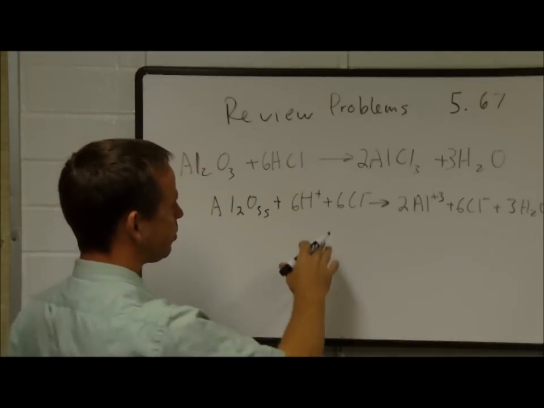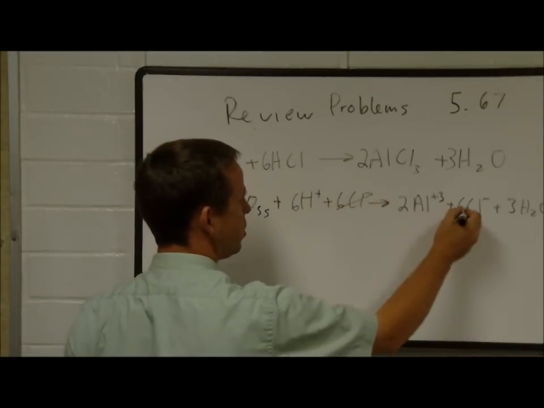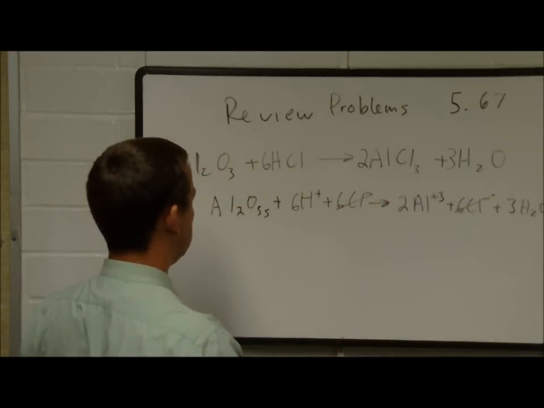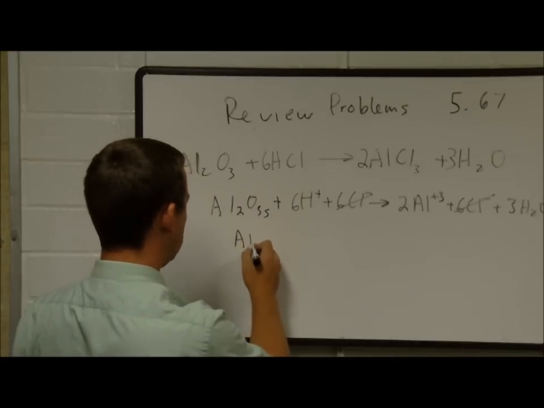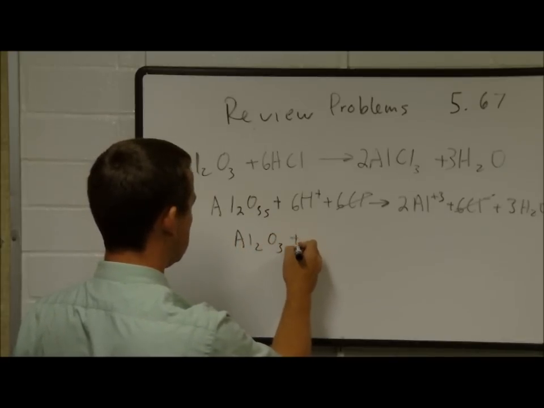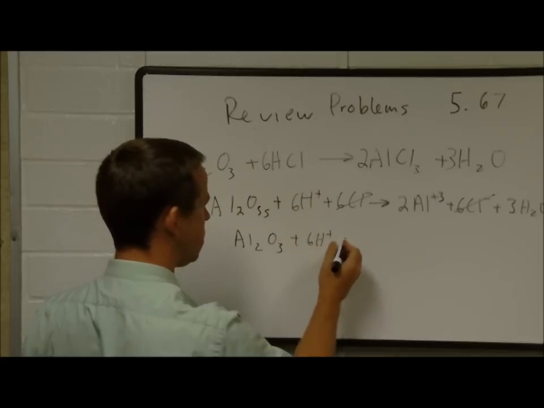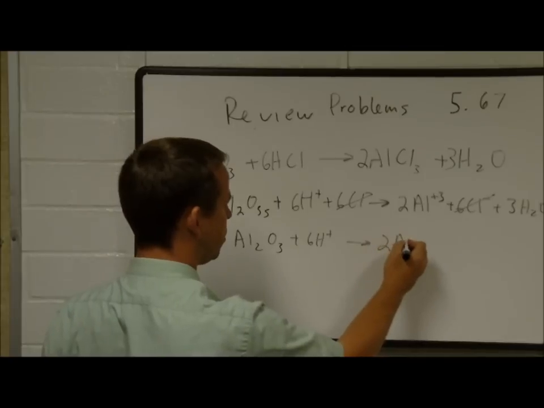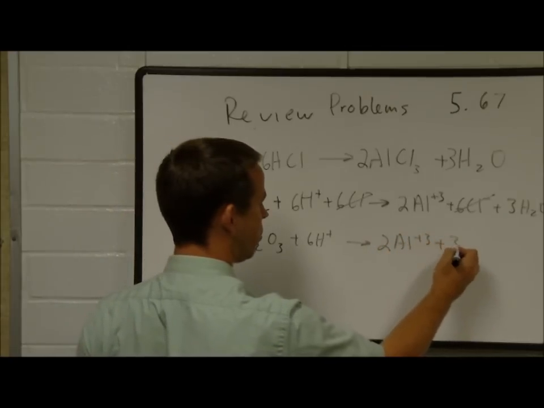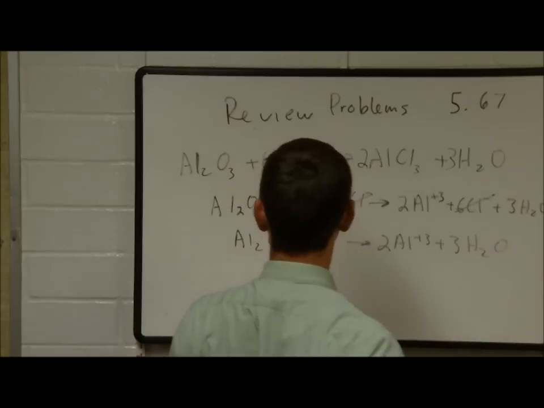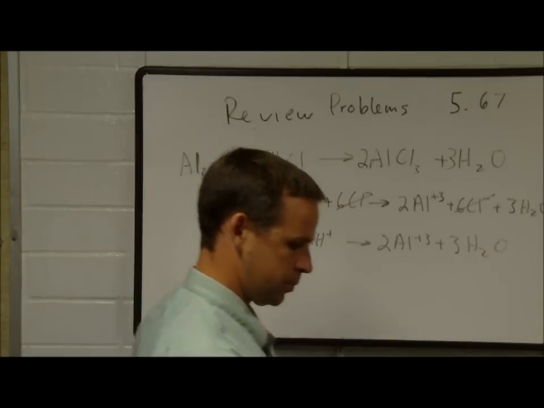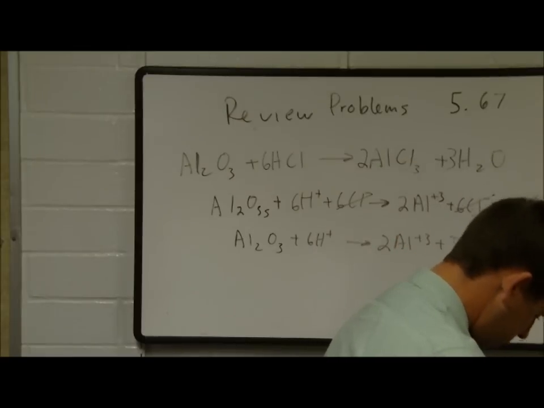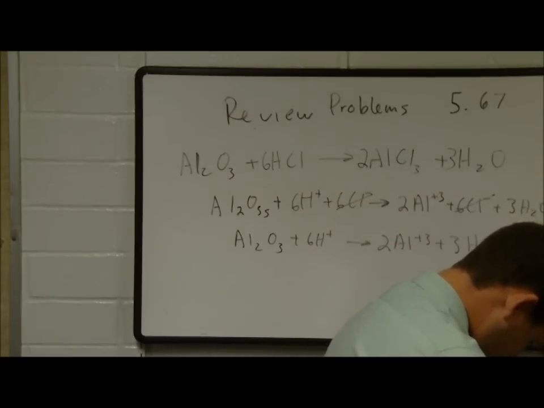We see that 6 chlorines here, 6 chlorines here. So we see that we're going to have our aluminum oxide plus 6 hydrogen ions yielding 2 aluminum ions and 3 waters. All right, so this is our molecular equation, ionic equation, and net ionic equation. All right, let's double check that one. 567 here, the net ionic equation.